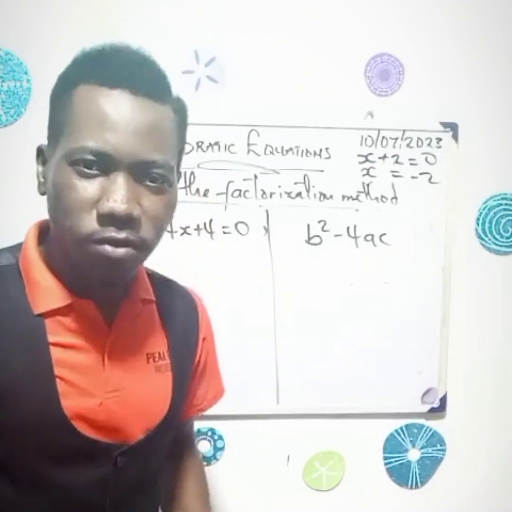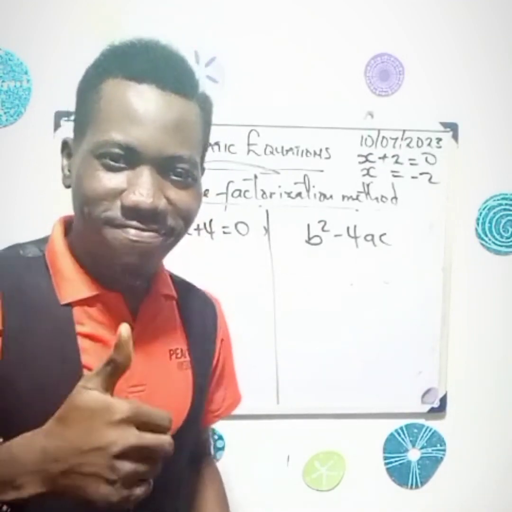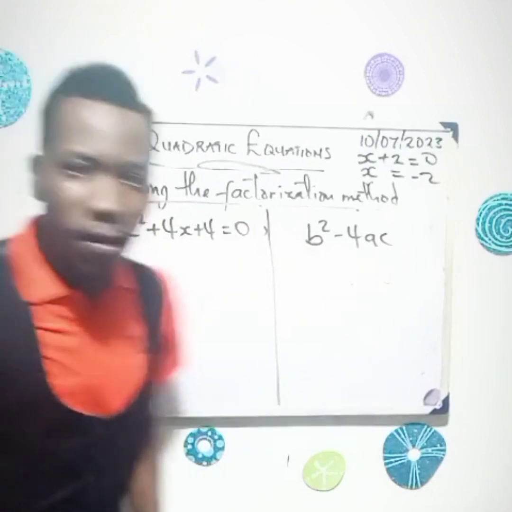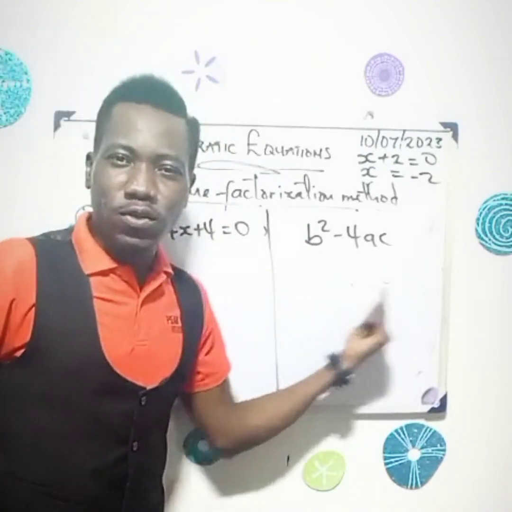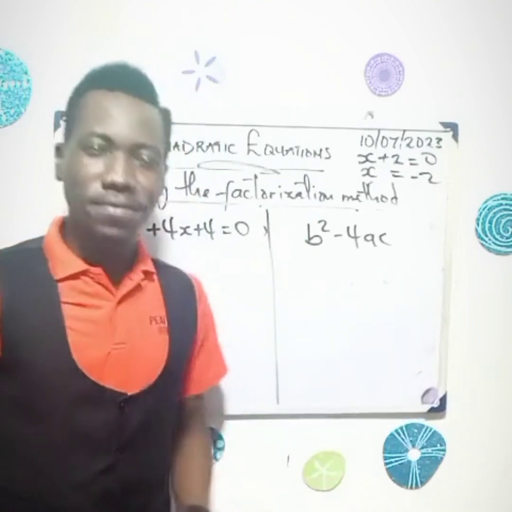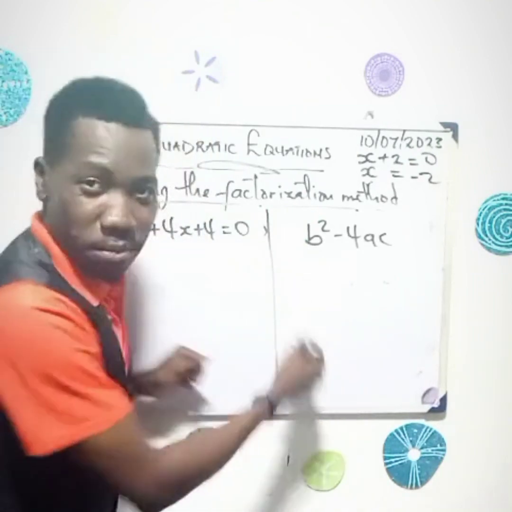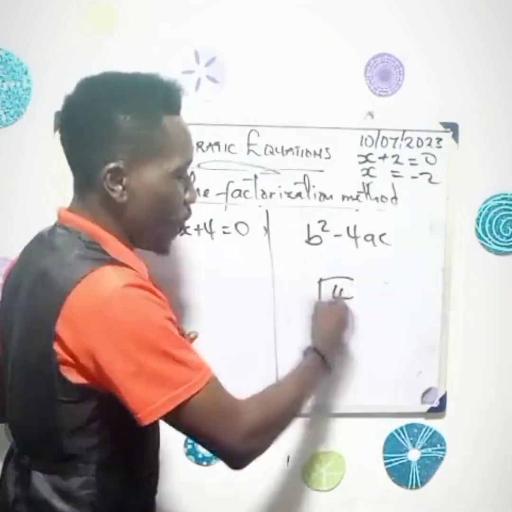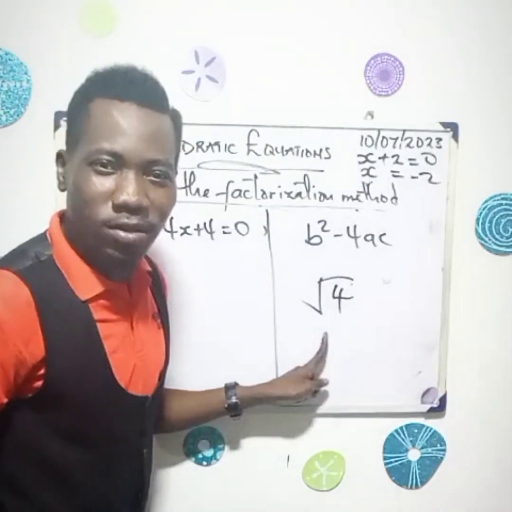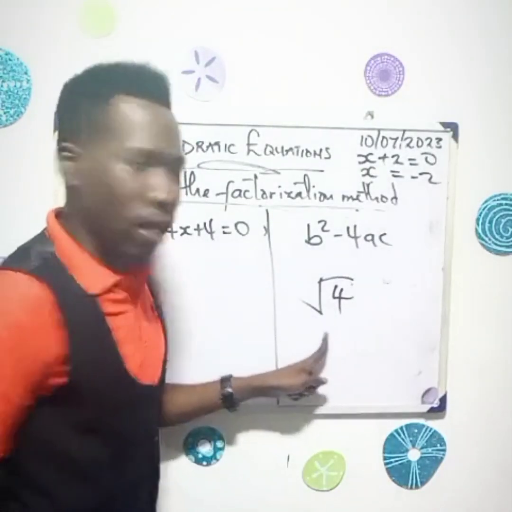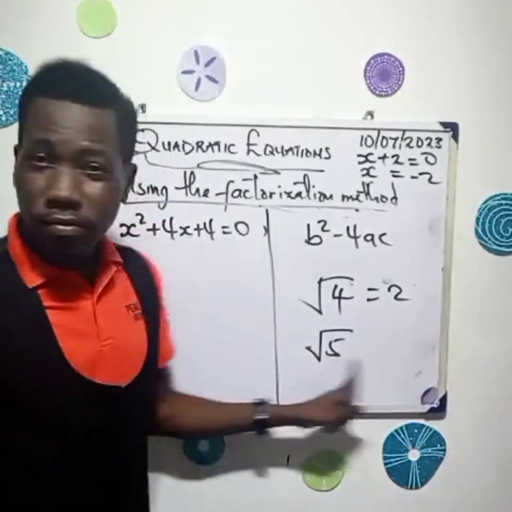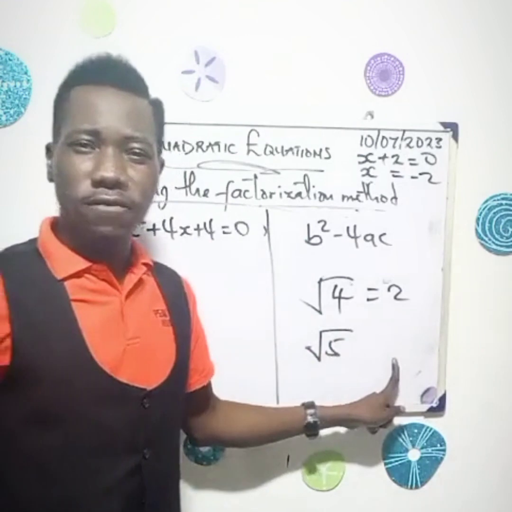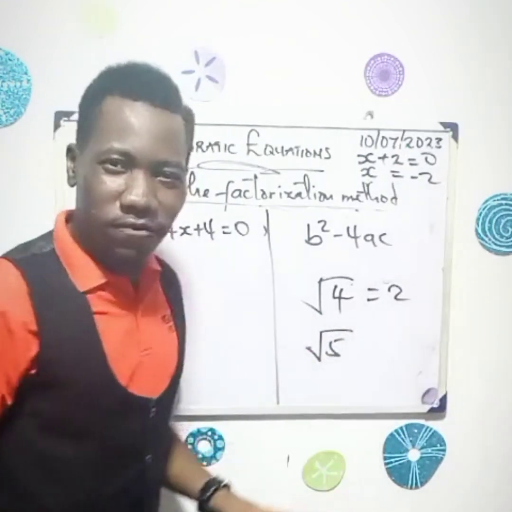A perfect square is a number whose square root is a whole number, is rational. A number like 4. What's the square root of 4? The square root of 4 is 2. How about the square root of 5? 5 is not a perfect square.